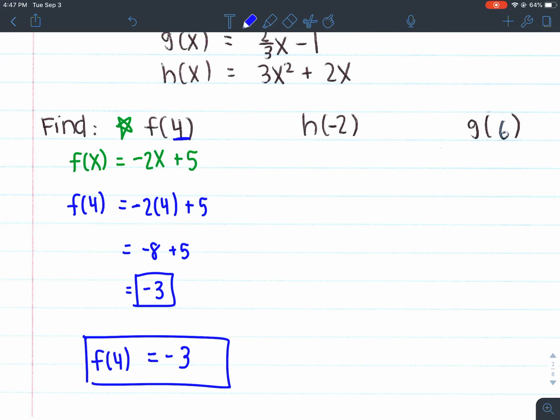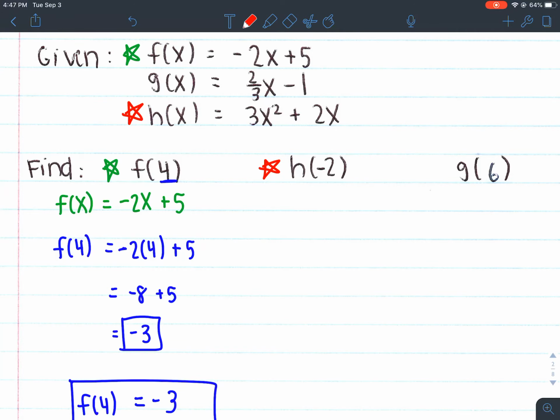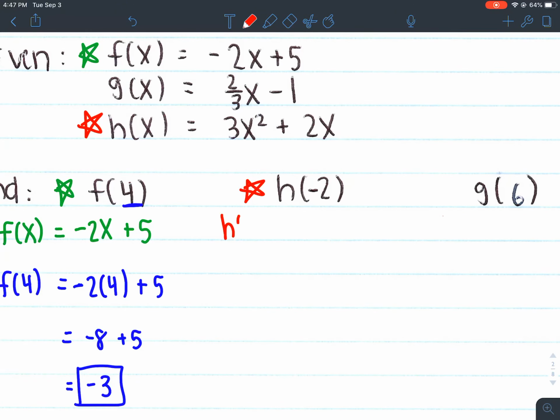You can also write this as f of 4 equals -3. There's not really a wrong way to write it, but I need to explicitly know that you understand that if I plug in a 4, I get -3 for my output. So input was 4, output was -3. All right, the next problem, h of -2. I'm going to use the h of x function, which is 3x squared plus 2x.